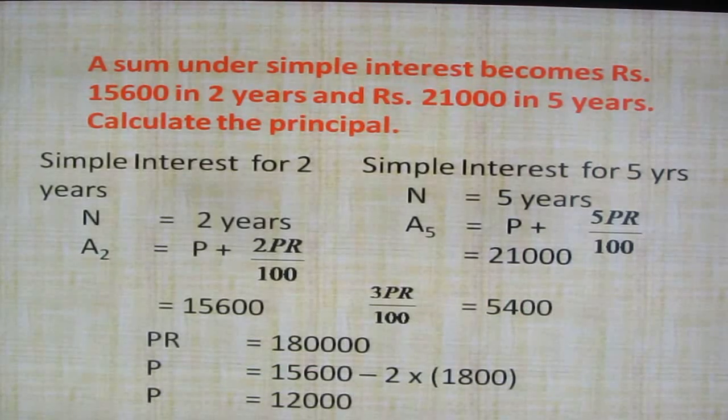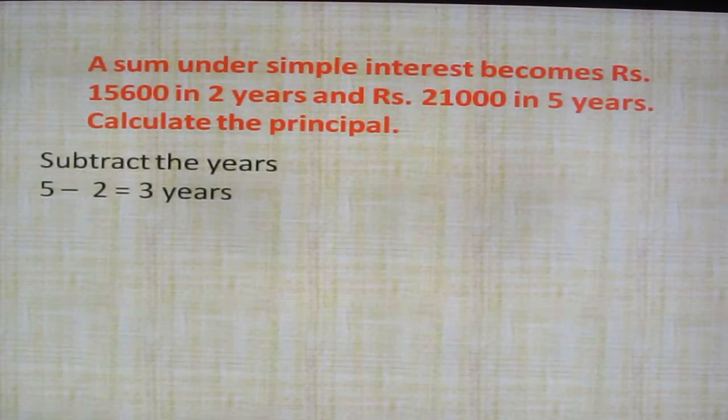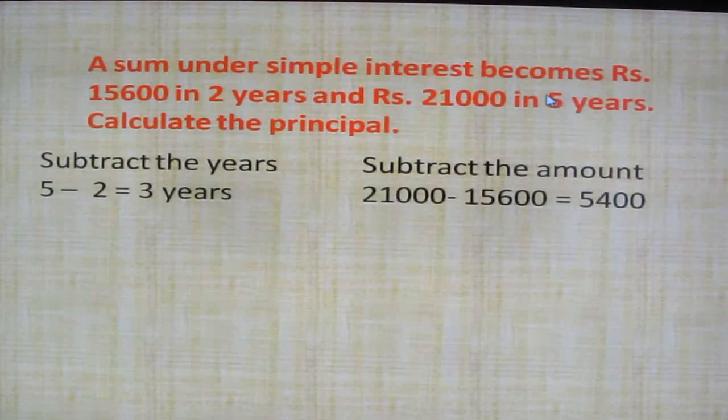But how to do this same question without a formula? How can we use a logical method to solve this question? A sum under simple interest becomes 15,600 in 2 years and 21,000 in 5 years. Calculate the principal. So first you subtract the years. What are the years given? 5 years and 2 years. So 5 years minus 2 years is nothing but 3 years. Next subtract the amount. What is the amount given here? 21,000 and 15,600. So 21,000 minus 15,600 is nothing but 5,400.